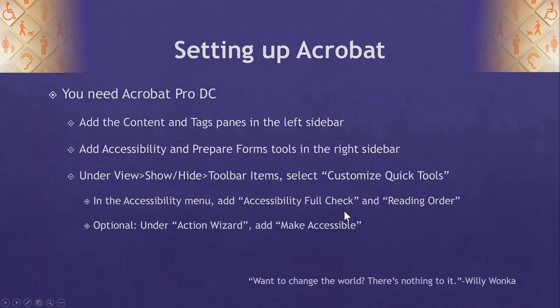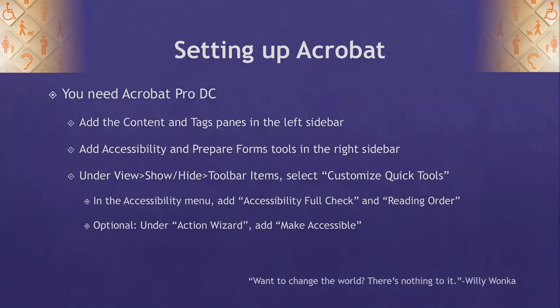Okay, so setting up Acrobat. The first thing is you need Acrobat Pro DC. You can use older versions. They're not as easy to use, but if you do not have Acrobat Pro, you're not going to be able to remediate PDFs successfully. This is not hard to get. I mean, the state has a contract to get Adobe. It's just a matter of someone actually putting in the purchase order and installing it on your machine. So if you don't have Acrobat Pro, that's the first thing you want to do.